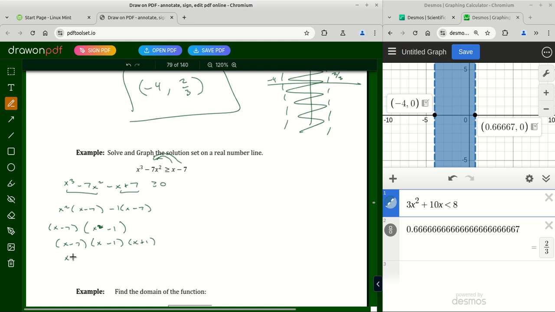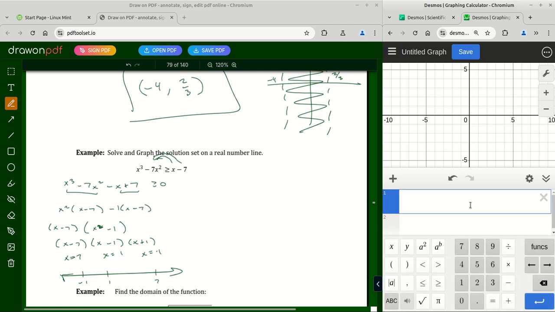So my answers are going to be 7, 1, and -1. Okay, so those are my key numbers. On the number line, I'm saying I got -1, +1, and way over here at 7. And I got to test each one of them to see if it works or doesn't work.